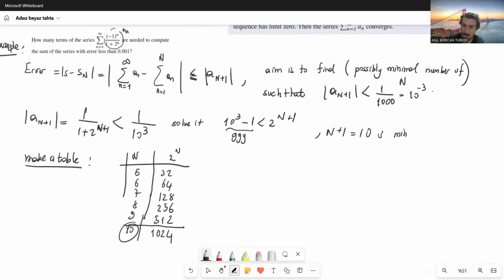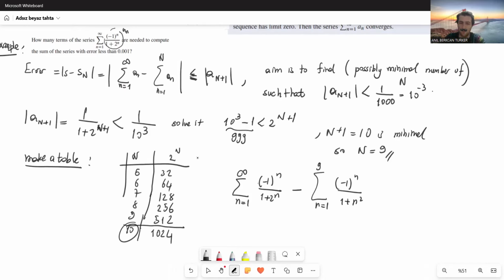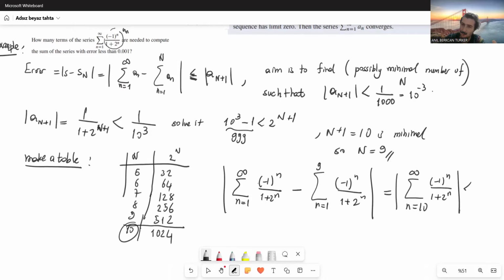Is minimal, so n must be 9. So it means that the sum of the series from n equals 1 to infinity minus the sum from n equals 1 to 9 (or, by the way, the question is finished, but I'm over explaining) the sum from n equals 10 to infinity is less than 10 to the power minus 3.